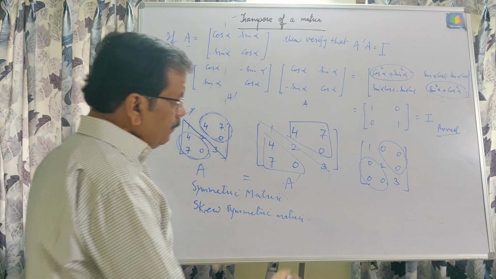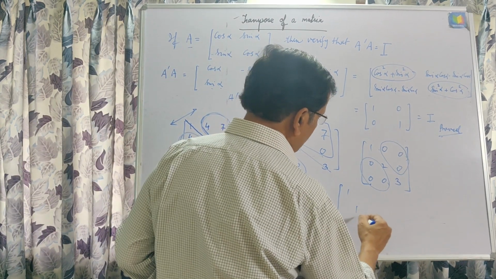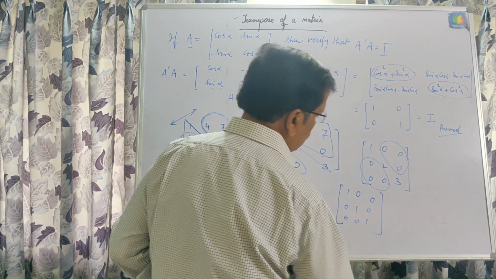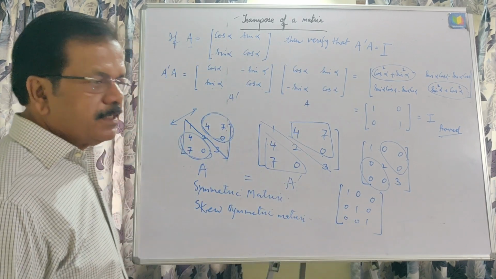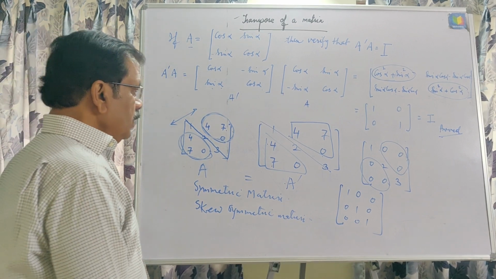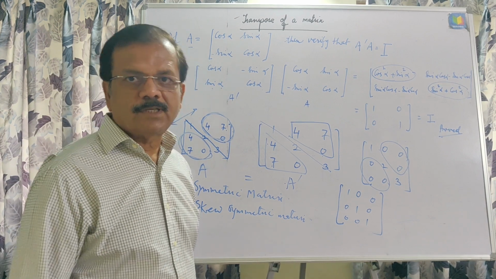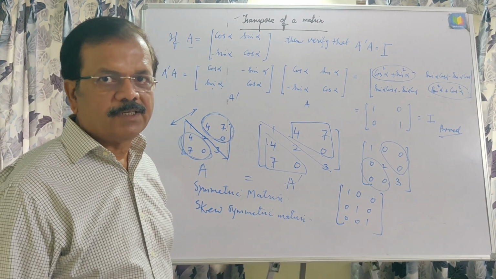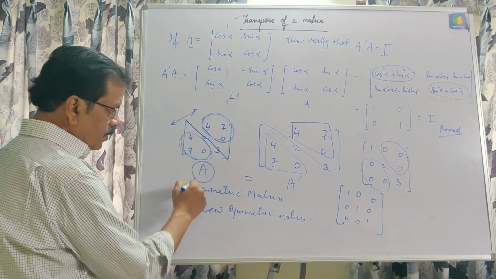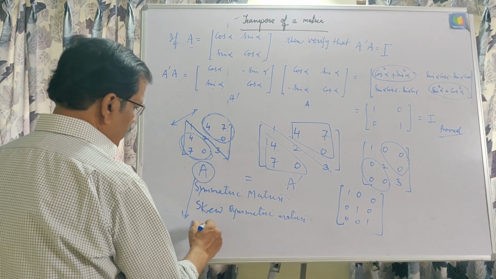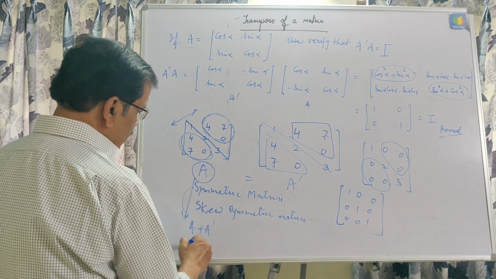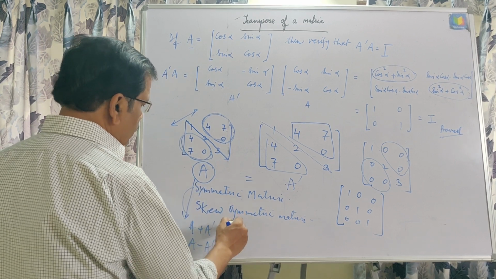Okay, and in any unit matrix, 1, 1, 1, 0, 0, 0, this is also a symmetric matrix as well as a skew symmetric matrix. Now we will study two theorems related to symmetric and skew symmetric matrices. That is, if we are given any matrix A, then A plus A transpose is symmetric and A minus A transpose is skew symmetric.